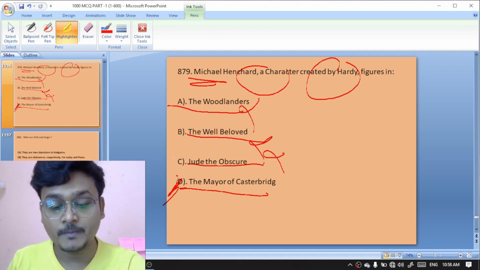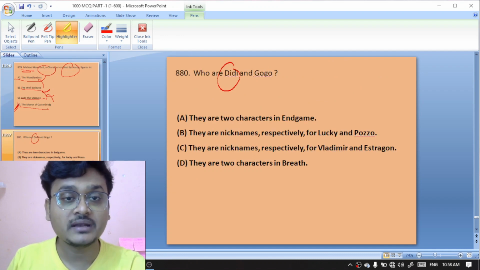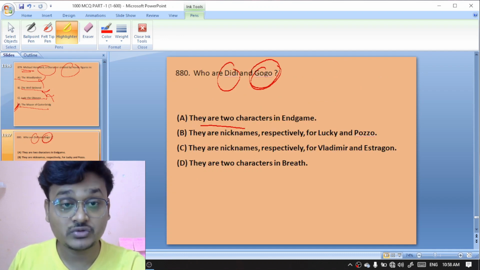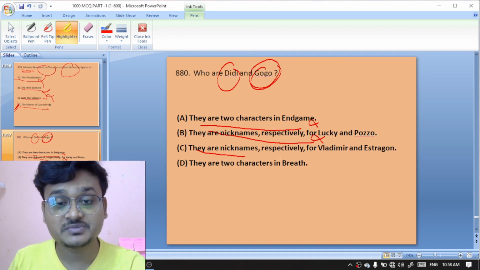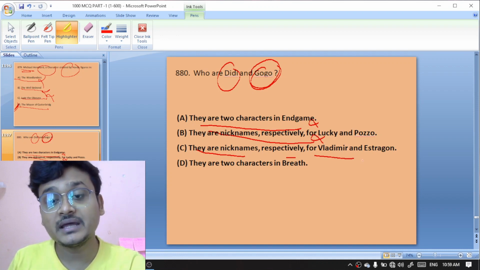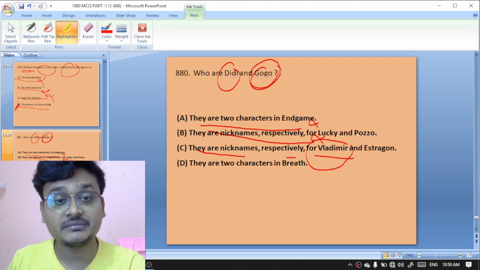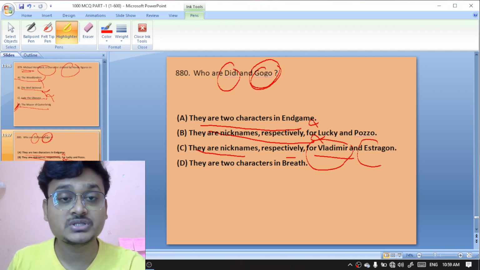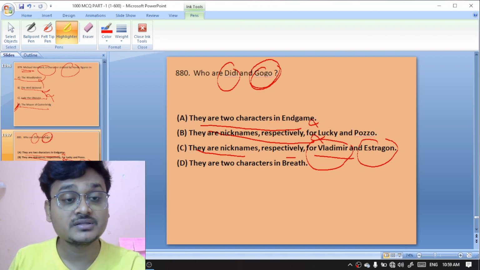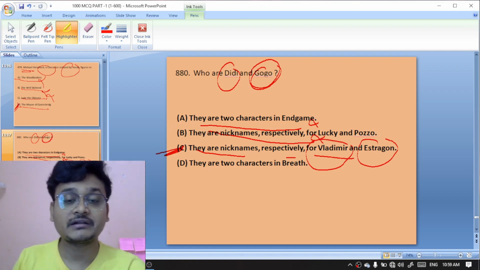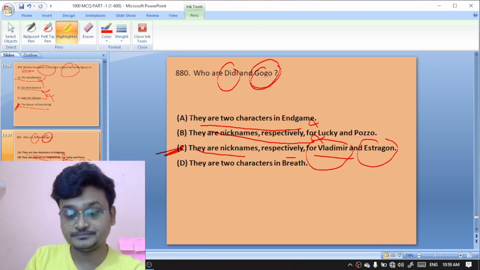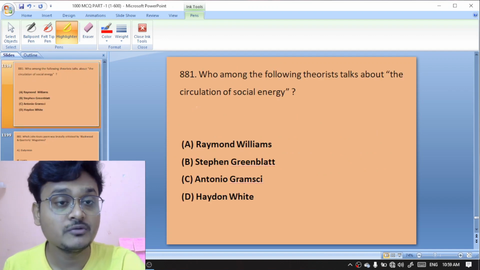Okay. The next question. Who are Didi and Gogo? These are the surnames, the two characters in Endgame, Lucky and Pozzo? No, their nicknames respectively for Vladimir and Estragon. Yeah, Vladimir's nickname is Didi, whereas Estragon's nickname is Gogo. And this is from the magnum opus Waiting for Godot, a tragicomedy in two acts, Samuel Beckett's. Moving to next question.